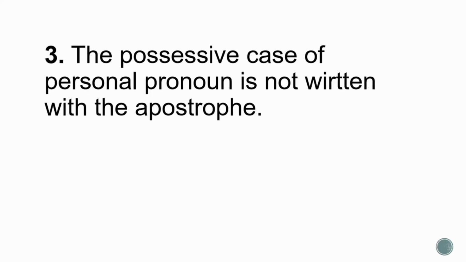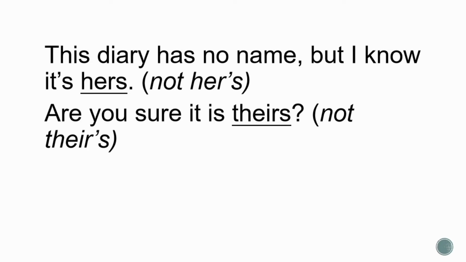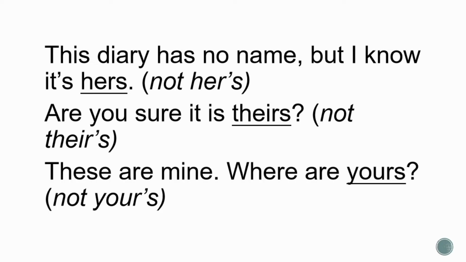Next rule that we have is that the possessive case of personal pronouns is not written with the apostrophe. First example, this diary has no name, but I know it's hers. In this example, the word hers does not have an apostrophe because our possessive case of personal pronouns should not be written with the apostrophe. Similarly, in another example, we have, are you sure it is theirs? Theirs here also does not have an apostrophe between R and S. And the last example, these are mine. Where are yours? Yours here also does not have an apostrophe between R and S.